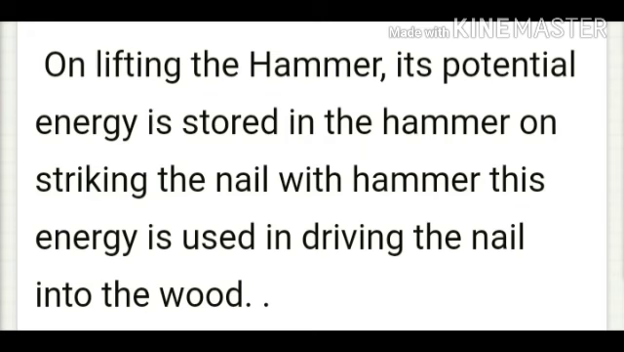On lifting the hammer, its potential energy is stored in the hammer. On striking the nail with the hammer, this energy is used in driving the nail into the wood.